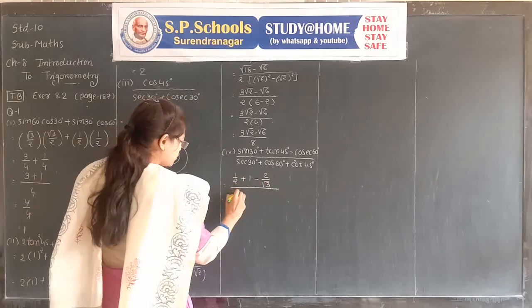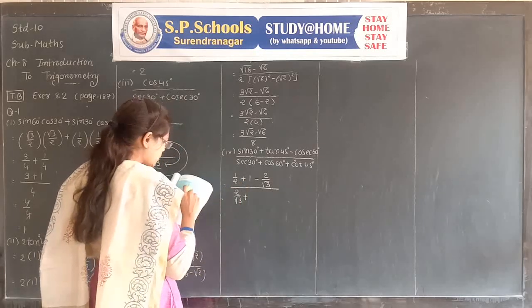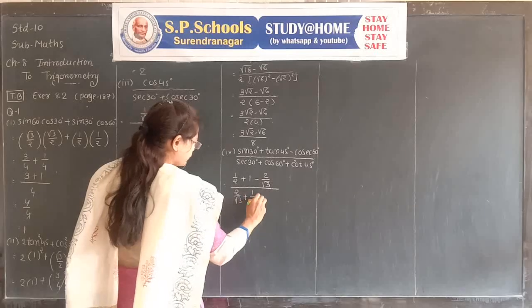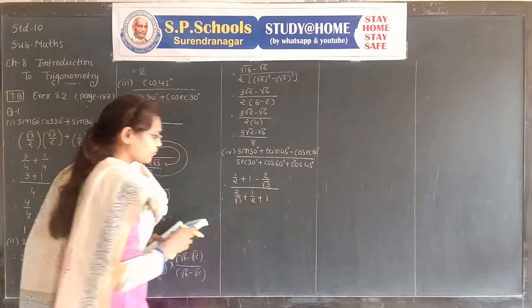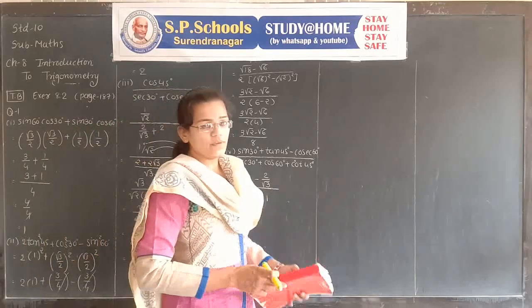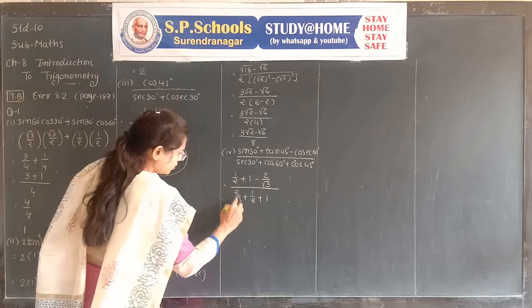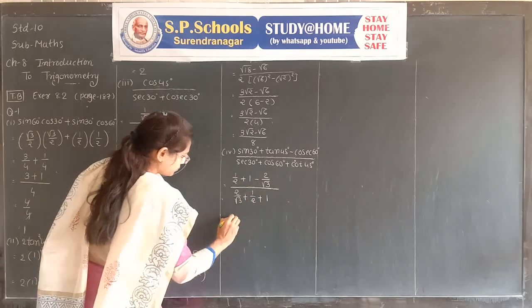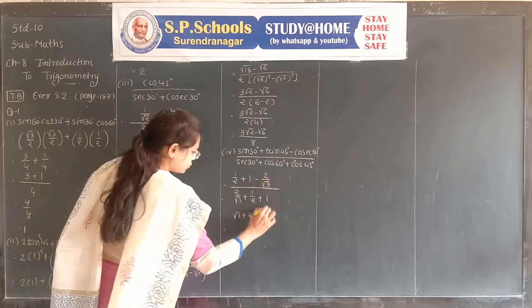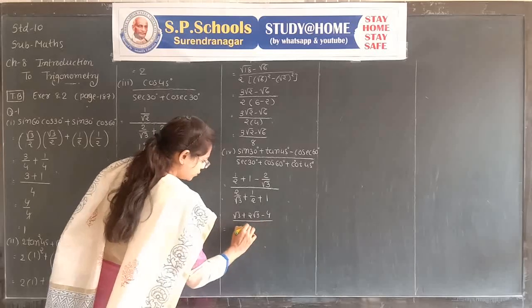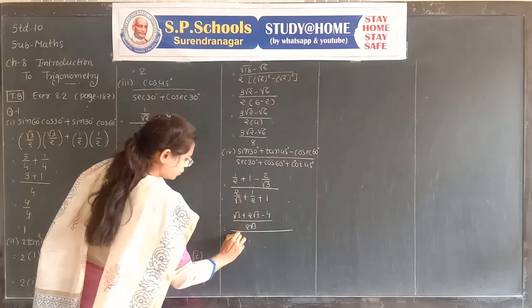Sec 30 is 2 upon root 3, plus cos 60. Cos 60 is 1 upon 2. Cot 45 is again 1. Now take the separate LCM of the numerator and the denominator. LCM is 2 root 3. 1 multiplied with root 3, root 3, plus 2 root 3, minus 2. 2 2s are 4, upon 2 root 3.